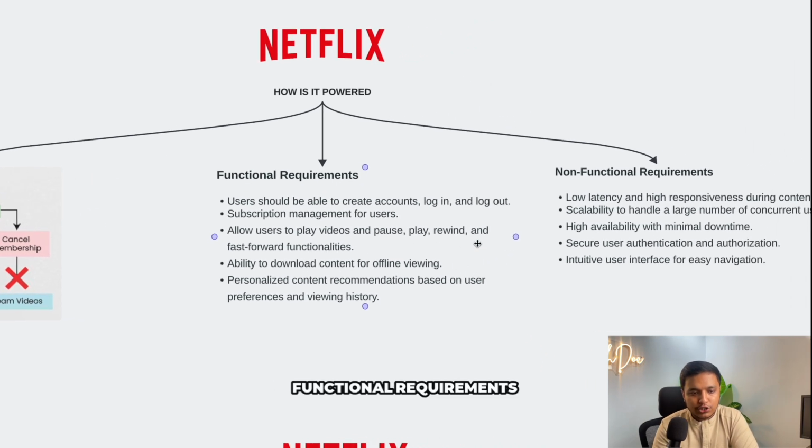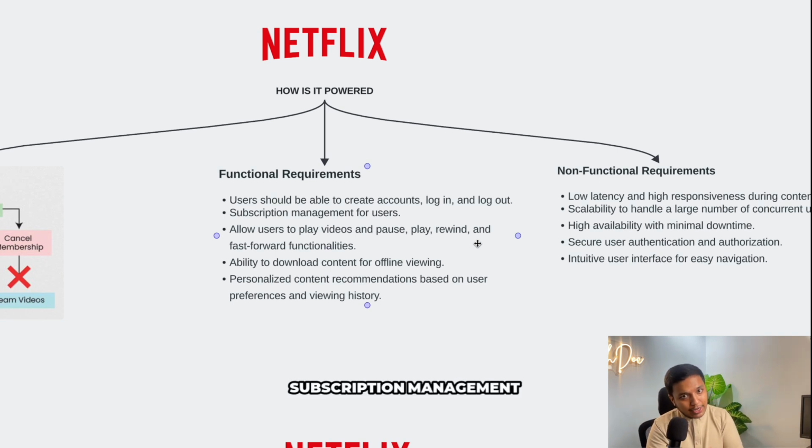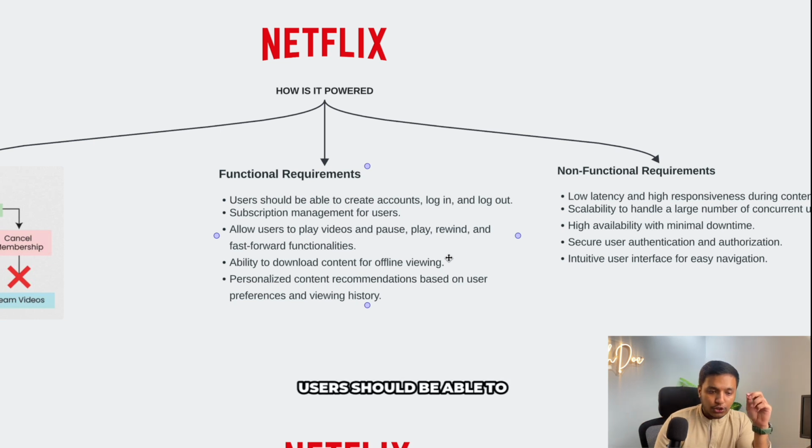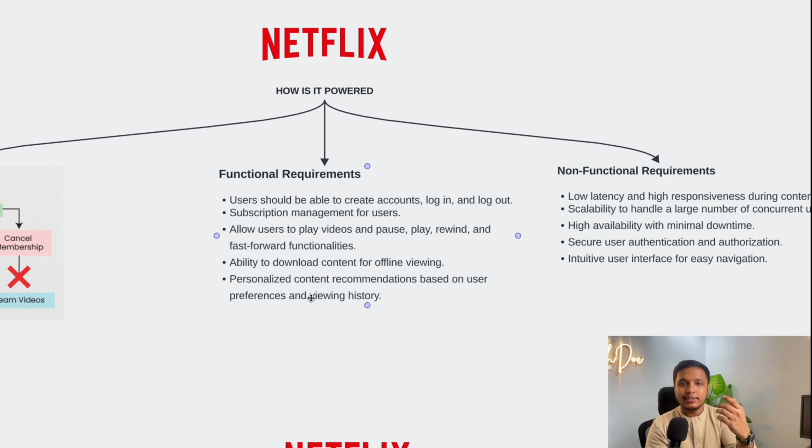So what were the functional requirements of Netflix? User should be able to create accounts, log in, log out, and subscription management should be there. User should be able to play, pause video, rewind it, fast forward, the basic video streaming services. Ability to download content for offline viewing, very important. Personalized content recommendation based on user preferences, like the top 10 picks for you, top trending today, things like that, the personalized content.